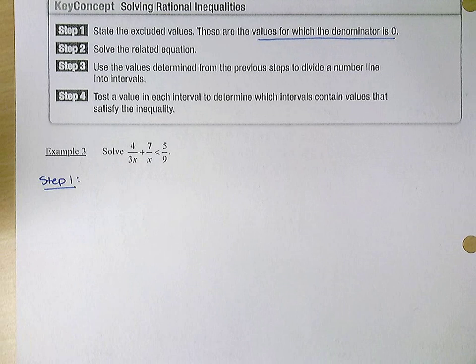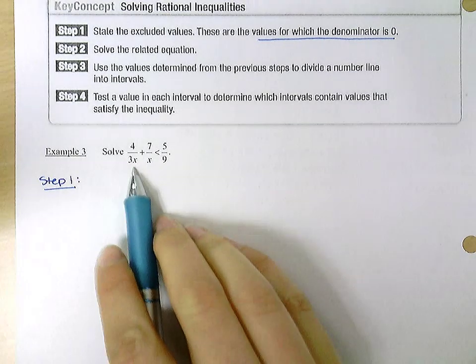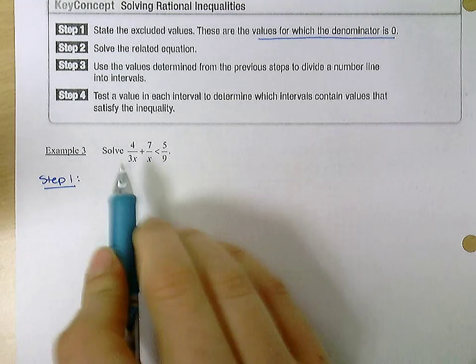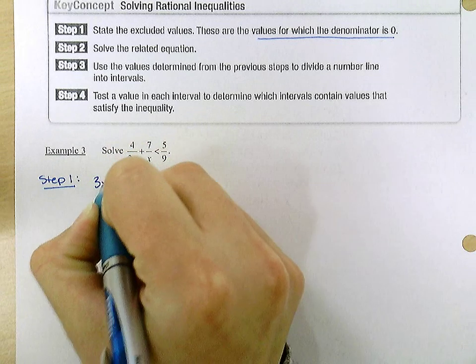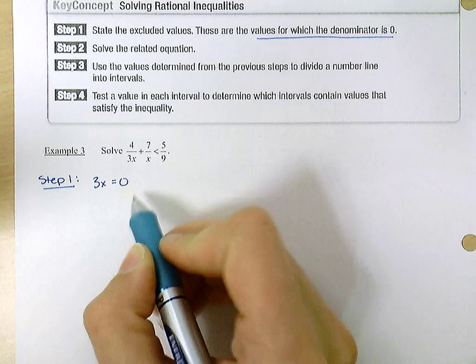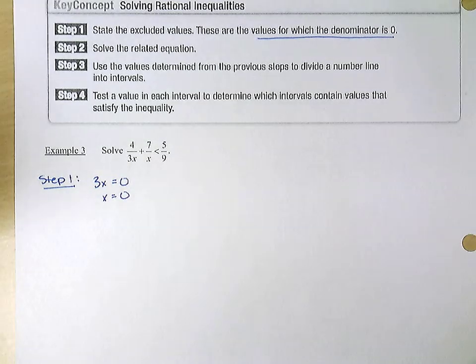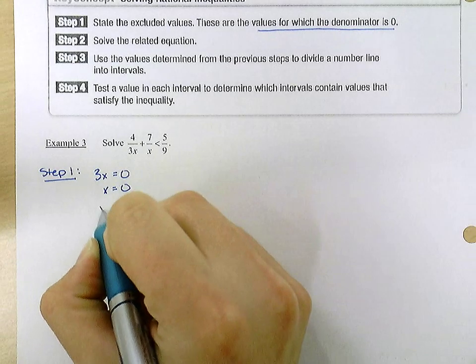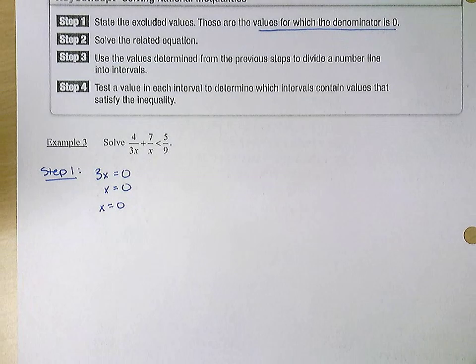Step 1. You're seeing where your denominators are equal to 0. So you want to set your denominator of 3x equal to 0 and solve for x. I would divide by 3. I still end up with 0. Same thing in your other denominator. I just have x is 0. It's the same thing. So x cannot equal 0 in both of those cases. So that was step 1.